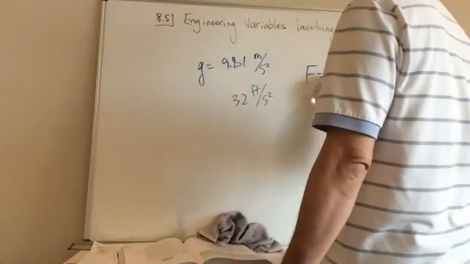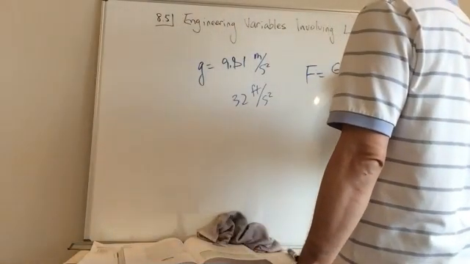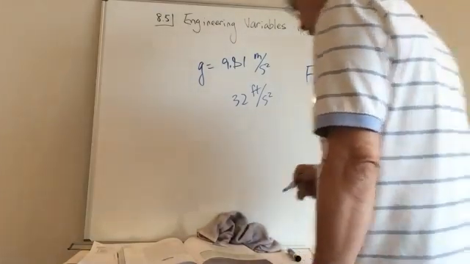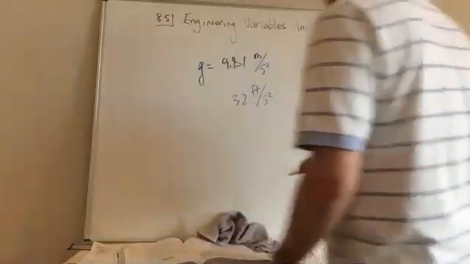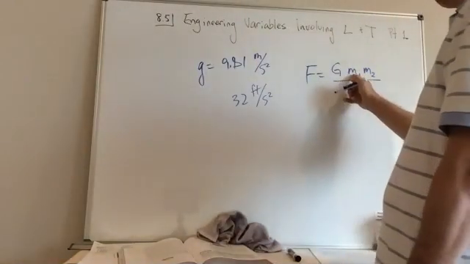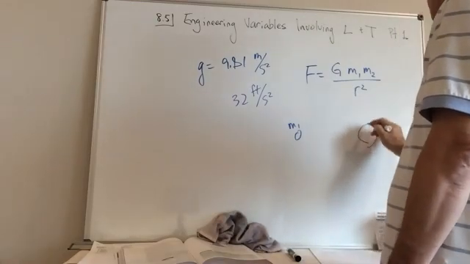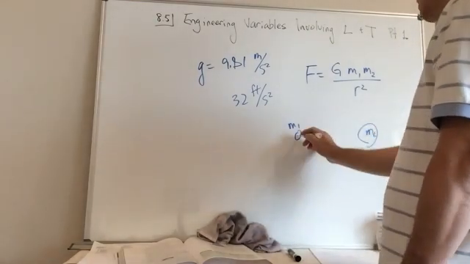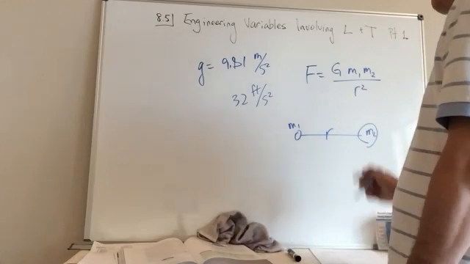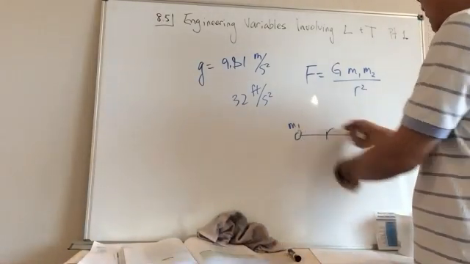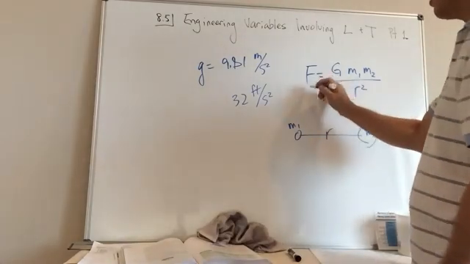Now we're going to talk about gravitational force. You've seen this before. If you have an object that has a mass of m1, and an object having a mass of m2, with a distance of r between them, the force that's attracting each other is going to be this.